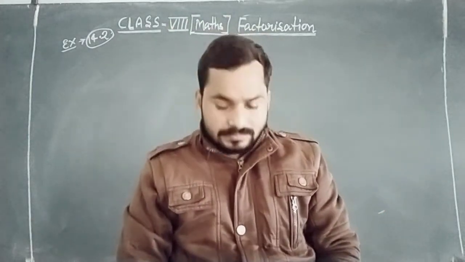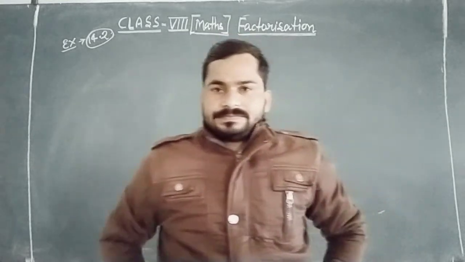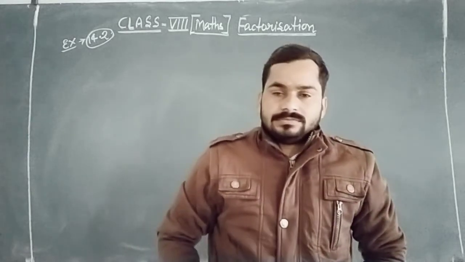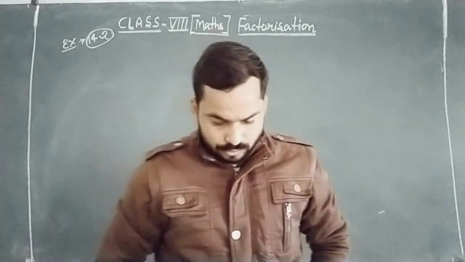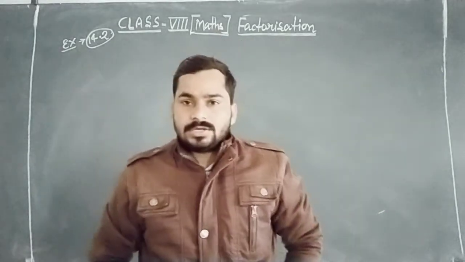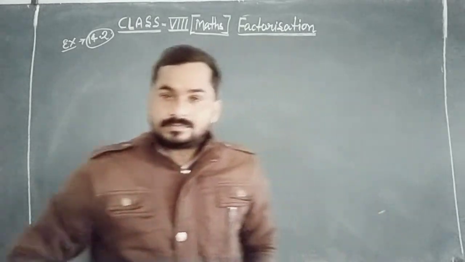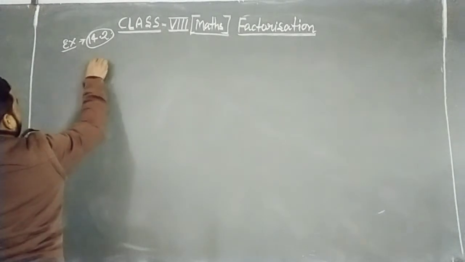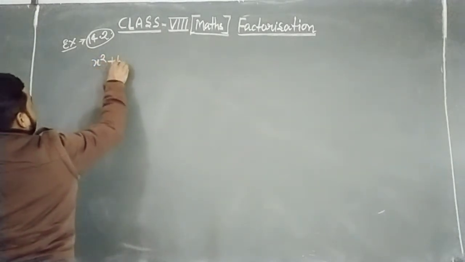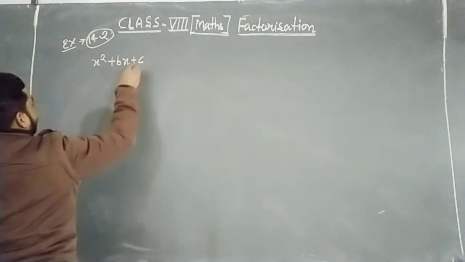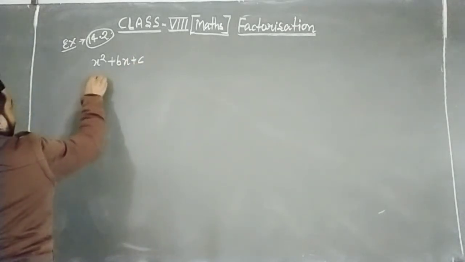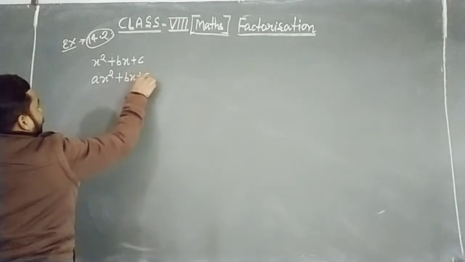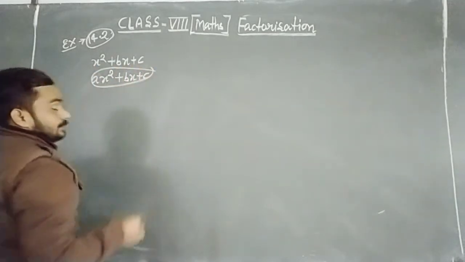Now today we will discuss chapter 14, factorization, and exercise 14.2. Here two types of factorization are given. One is in the form of x square plus bx plus c, and the other one is ax square plus bx plus c. These two forms are given.